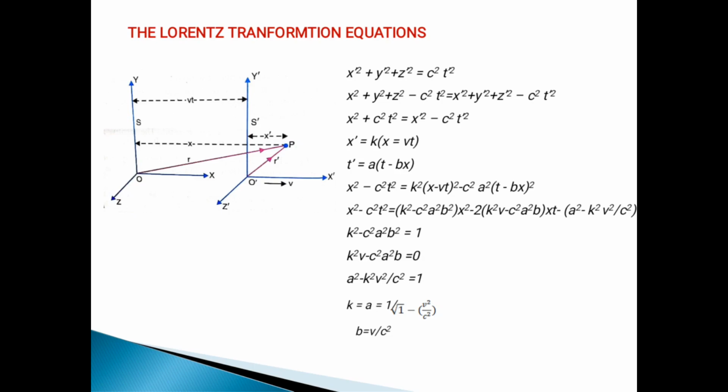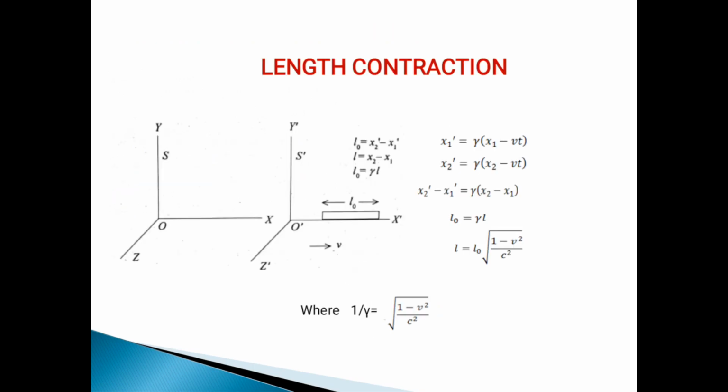Now we discuss the consequences of Lorentz transformations regarding the length of a body and the time interval between two events. First we see length contraction.